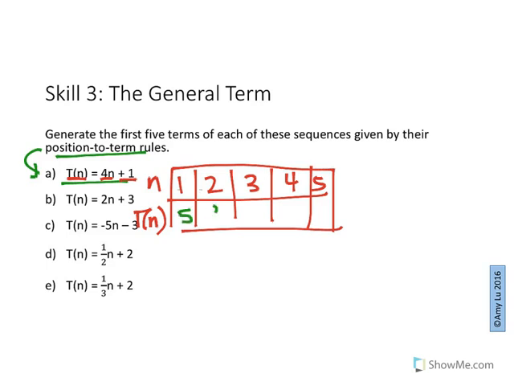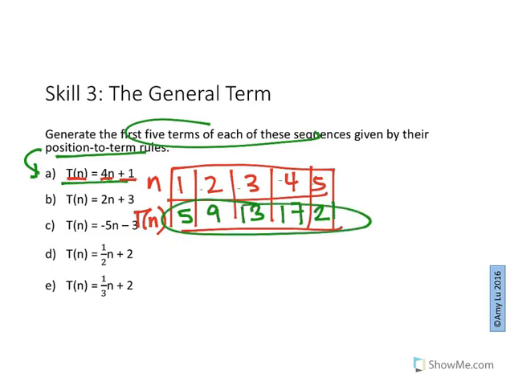2 times 4 is 8, plus 1 is 9. 3 times 4 is 12, plus 1 is 13. 4 times 4 is 16, plus 1 is 17. And 5 times 4 is 20, plus 1 is 21. So the first 5 terms of the sequence for A is 5, 9, 13, 17, and 21. At this time, pause and complete the rest.